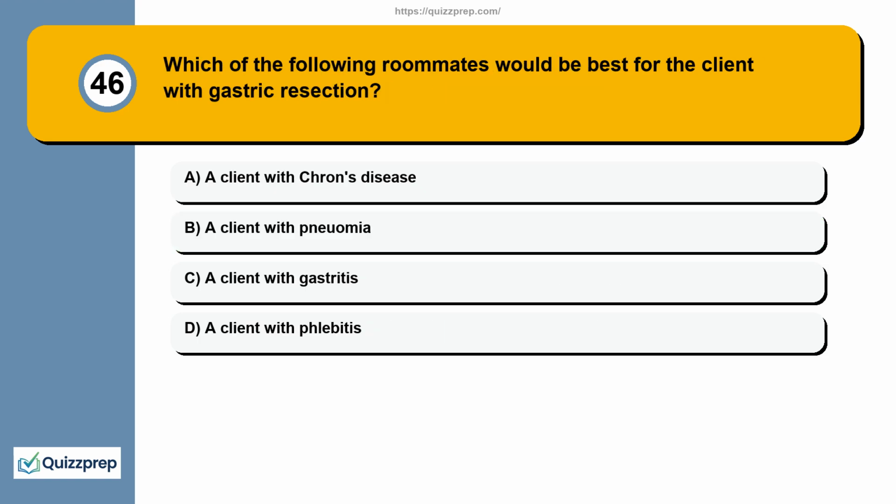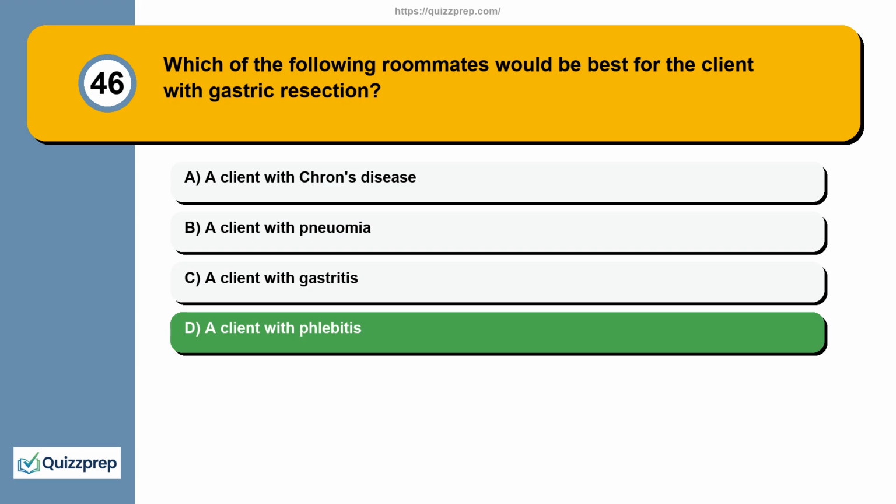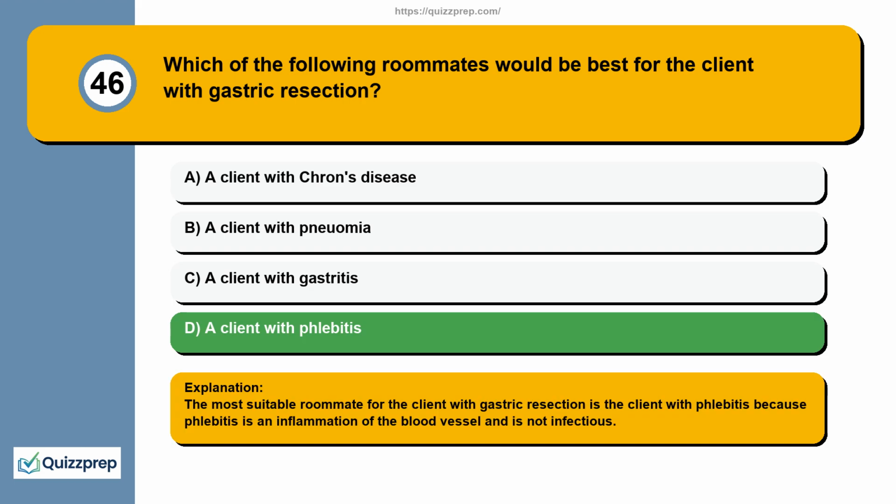Question 46. Which of the following roommates would be best for the client with gastric resection? A client with Crohn's disease, a client with pneumonia, a client with gastritis, a client with phlebitis. The most suitable roommate for the client with gastric resection is the client with phlebitis because phlebitis is an inflammation of the blood vessel and is not infectious.